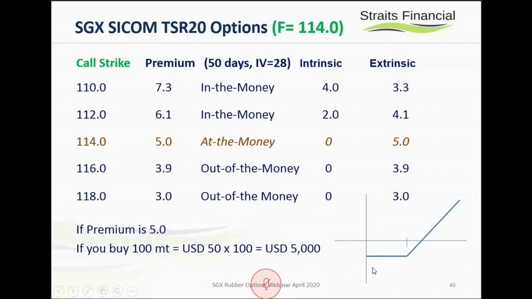And if you remember the graph, you pay the premium, you have limited loss. But if the market goes up, if the futures price goes up, the premium goes up. So you have unlimited profit. Okay, I want you to look at the extrinsic value.